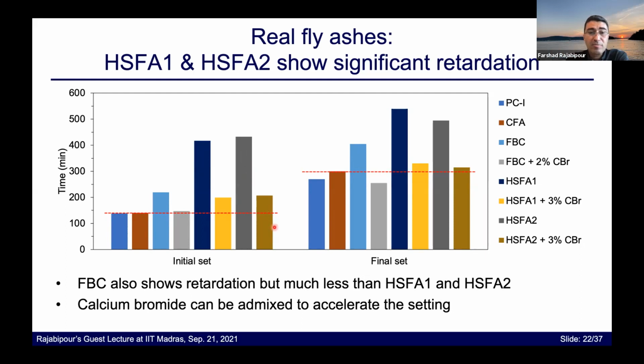One interesting observation is that we can use an efficient accelerator, such as calcium bromide, to mitigate or offset this setting delay. Essentially by using this type of admixture, we can bring the setting time close to what would be expected from a controlled fly ash, both the initial set as well as the final set, as we see by this bar, that bar, and this bar.